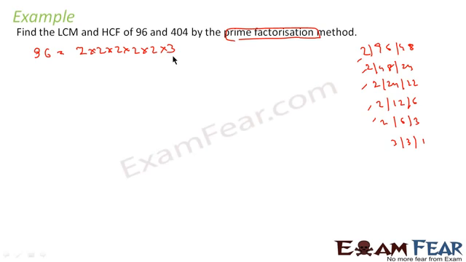That's how we do it. You keep on dividing the number by the prime numbers 2, 3, 5 and so on, and then you get the prime factorization. Similarly, let's try to find the prime factorization of 404.